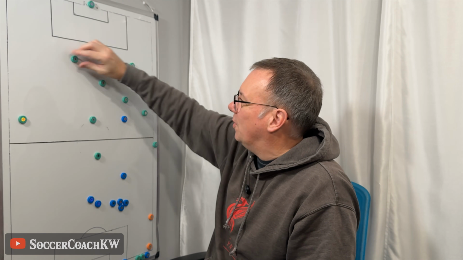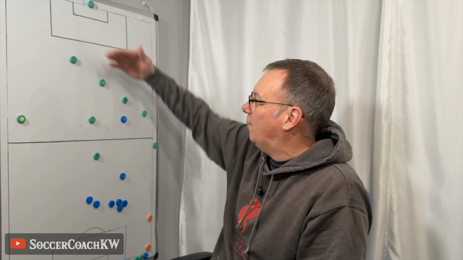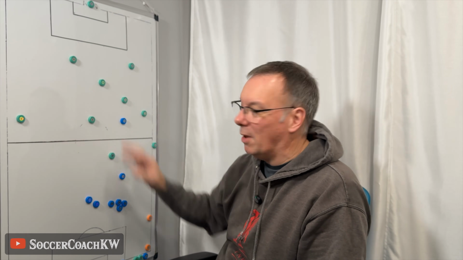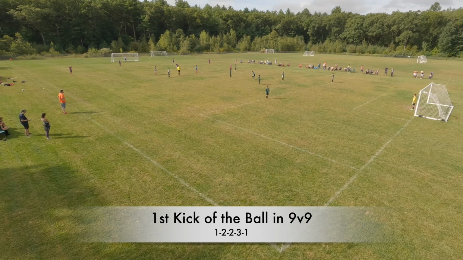These center backs would do the same thing that they were used to doing at 7v7. They're just behind this line. Same thing, back 3, support around the ball with all that. And that was very successful for my team and a few others who tried this because it was familiar.